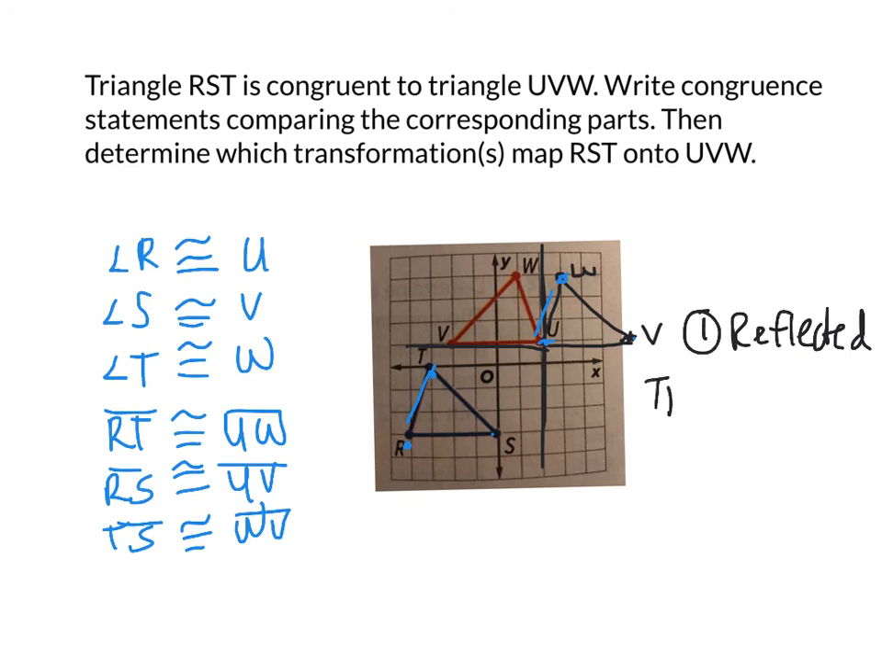So I'm going to translate 6 left, and then I need to go 1, 2, 3, 4 down. This is going to show how I can map, or take, my triangle UVW and put it right on top of my triangle RST. If you have questions on this, you can ask in class. I'll always be available to help.